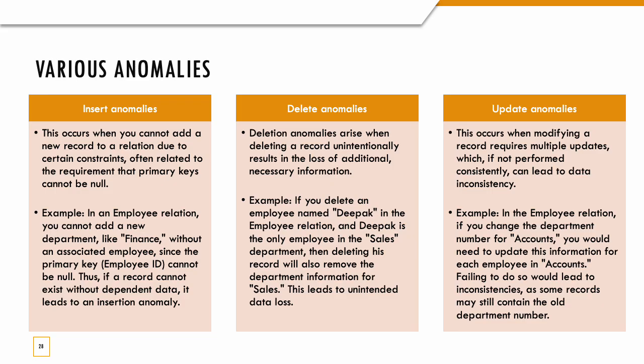And the next anomaly is the update anomaly. An update anomaly happens when you need to update data in multiple places, and missing even one update will cause mistakes in your data.